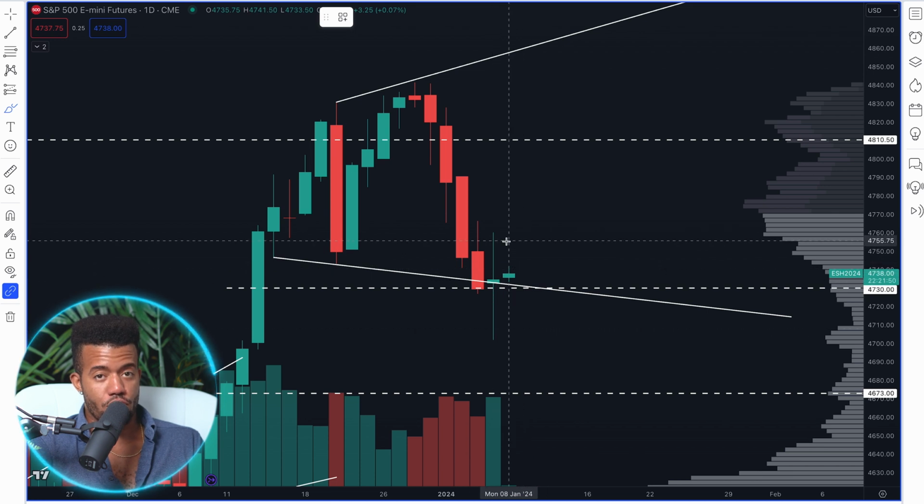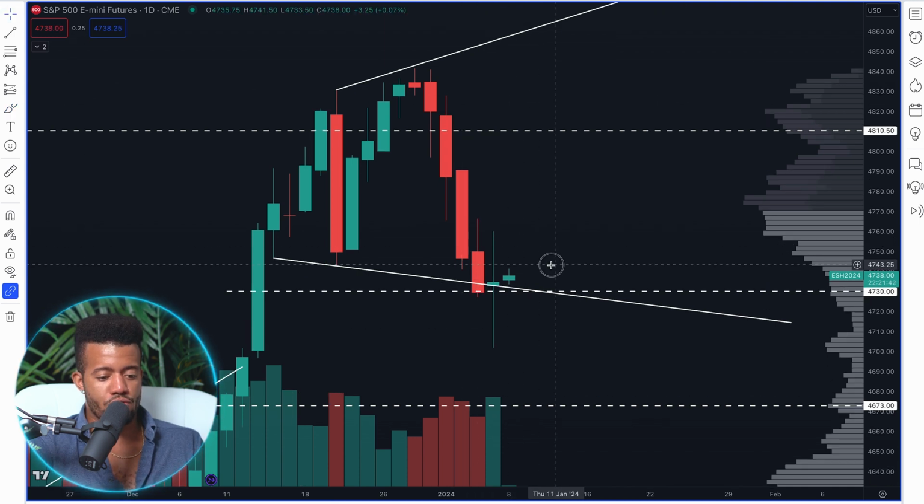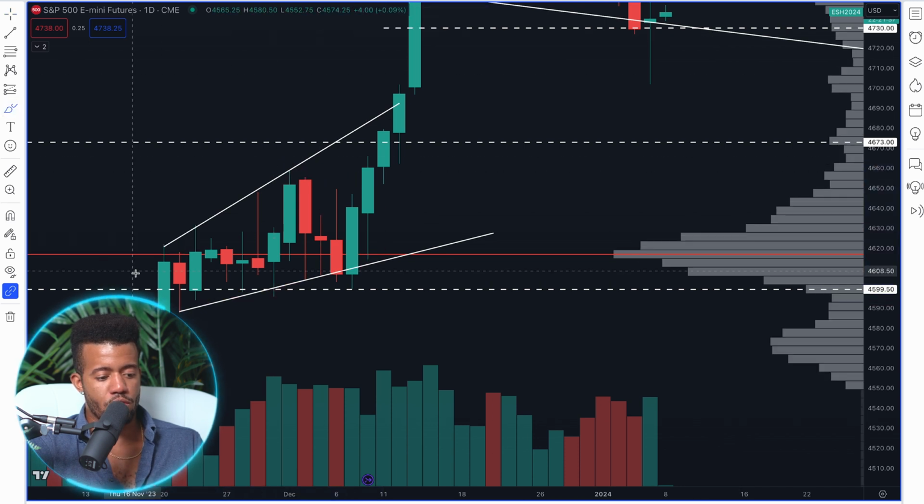We could do another doji. This is based off experience. We very well could do another doji, back-to-back dojis, which is just going to make this trap even more juicy, and it's going to allow market makers to collect a ton of premium. Look at this period here. Look at the amount of dojis that we printed.